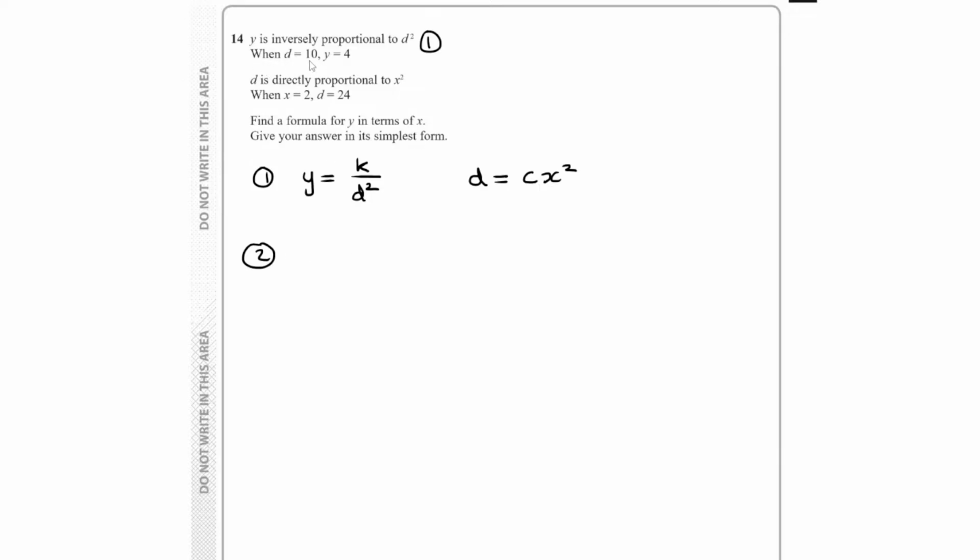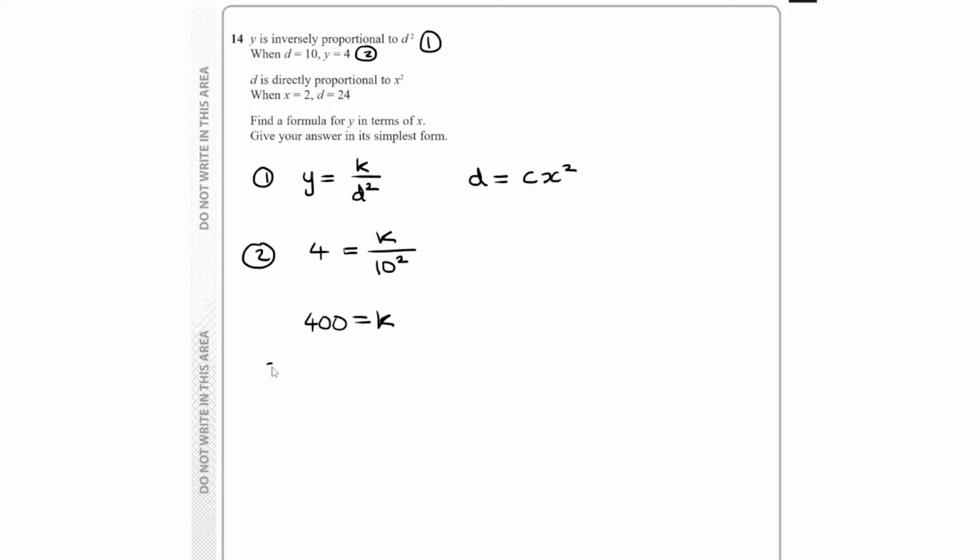Step 2 is then to use the matching pair of values that they've given you to work out k, or in this case c, to work out that constant. Make sure you obviously sub them in the right way around because they've written them the wrong way around for whatever reason. So it's 4 for y, and then 10 squared. Do you see how I can just solve that to find k? So k is 400 in that particular case.